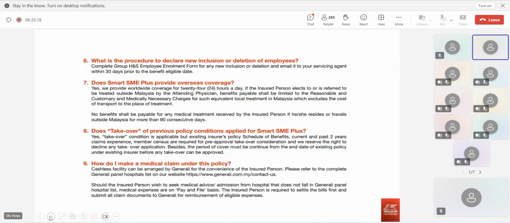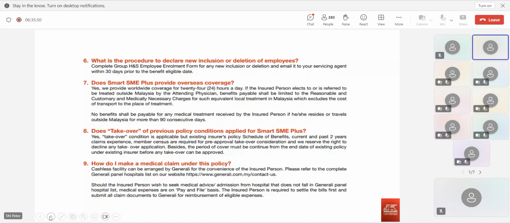What is the procedure to declare new inclusions of employees? Very simple. When you sign up, there's an enrollment form. In the enrollment form, you have to update it, include new people, delete those who have left, or insert whoever is new. Always within 30 days, you have to tell us. Within that 1 month, you have to inform us of anybody who has resigned, replaced by somebody, or just resigned with no replacement.